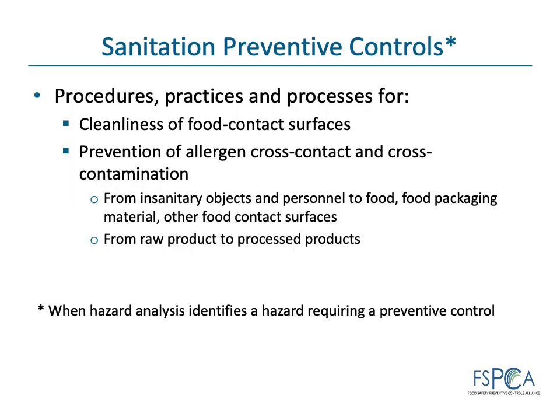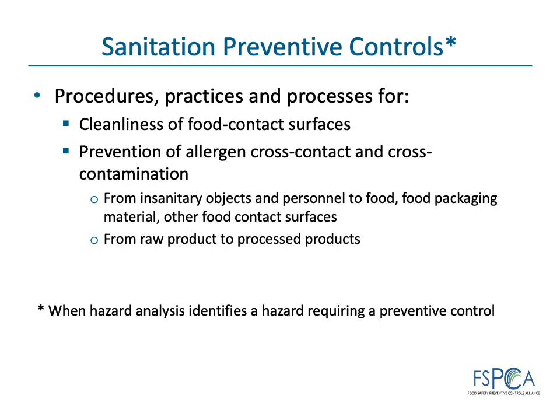Lack of effective sanitation preventive controls has contributed to major recalls. When hazard analysis identifies a hazard requiring a sanitation preventive control, the procedures, practices, and processes used to manage these hazards must be developed and documented. As appropriate to the food, facility, and how the preventive control fits in the food safety system, this may involve procedures to ensure the cleanliness of food contact surfaces, including food contact surfaces of utensils and equipment.